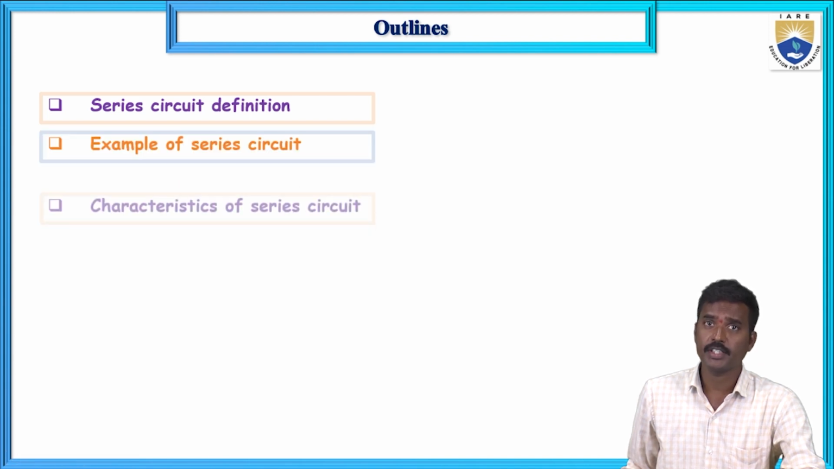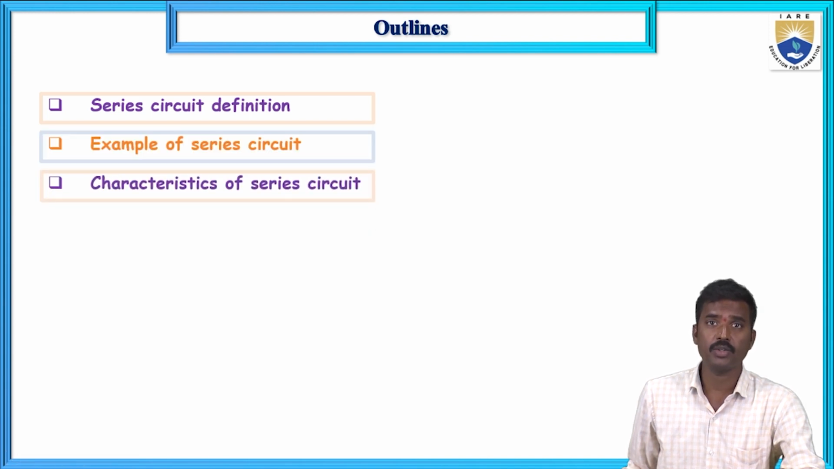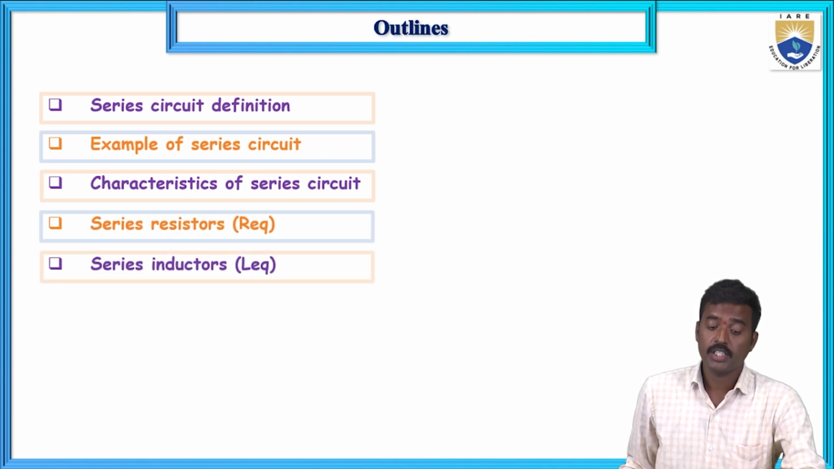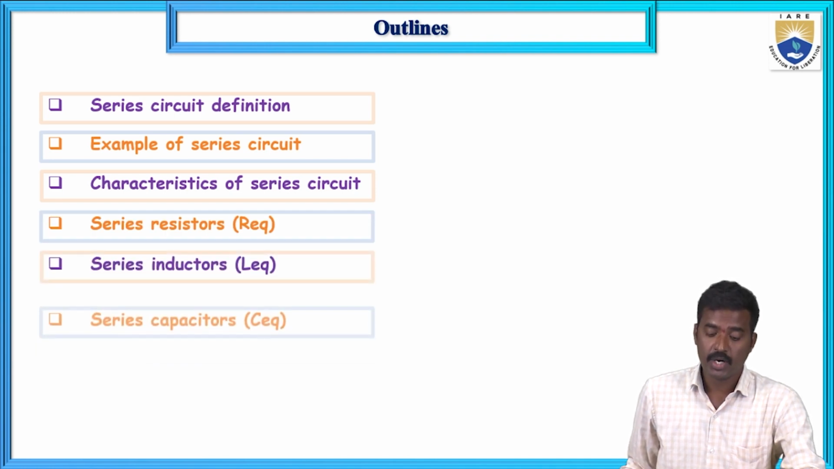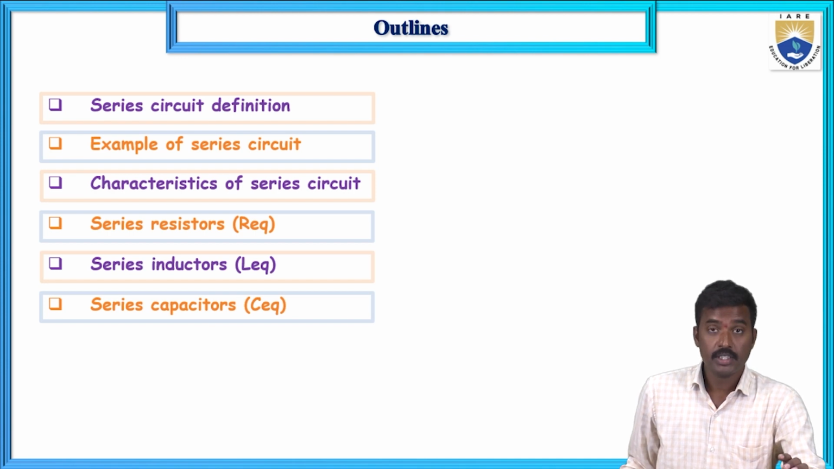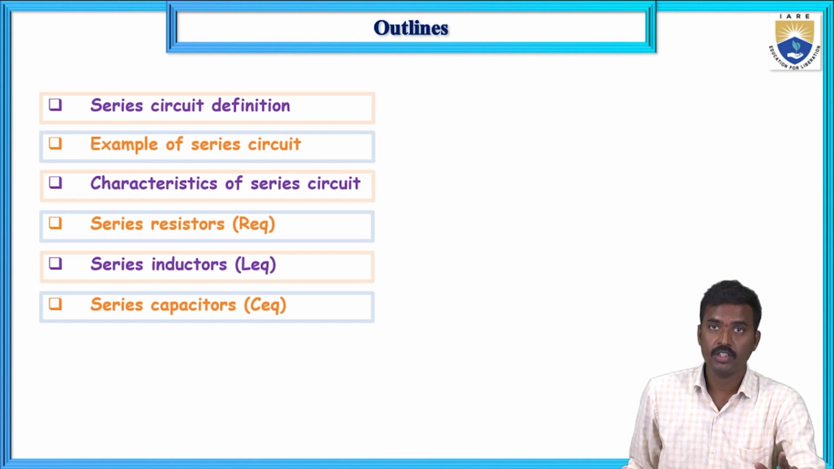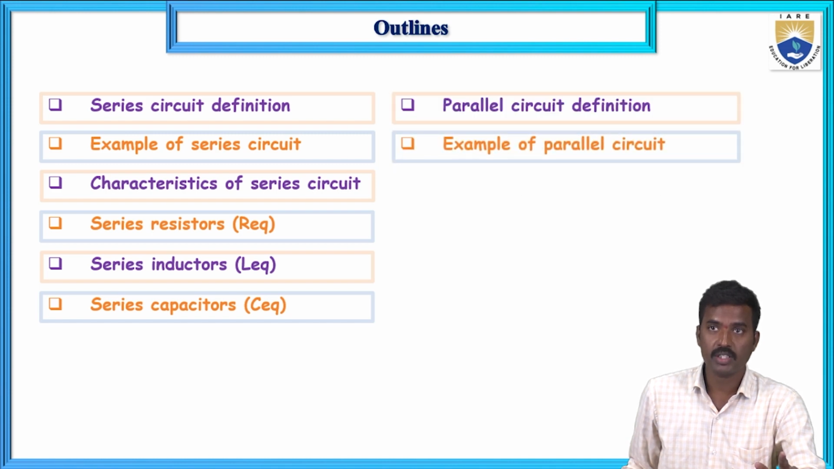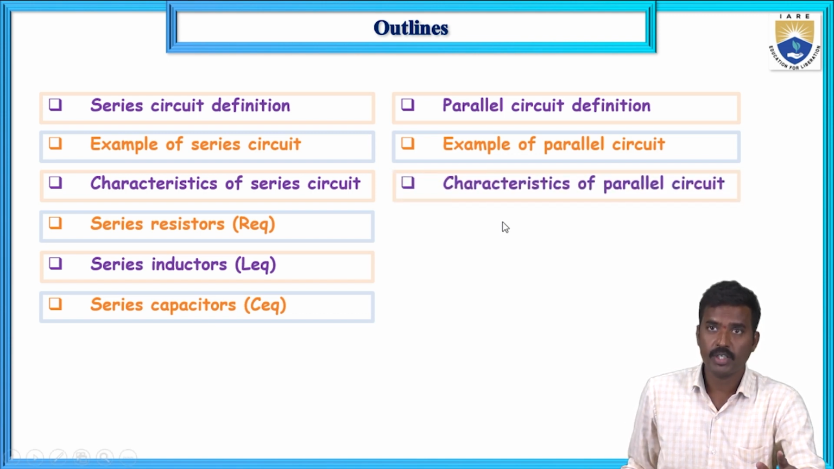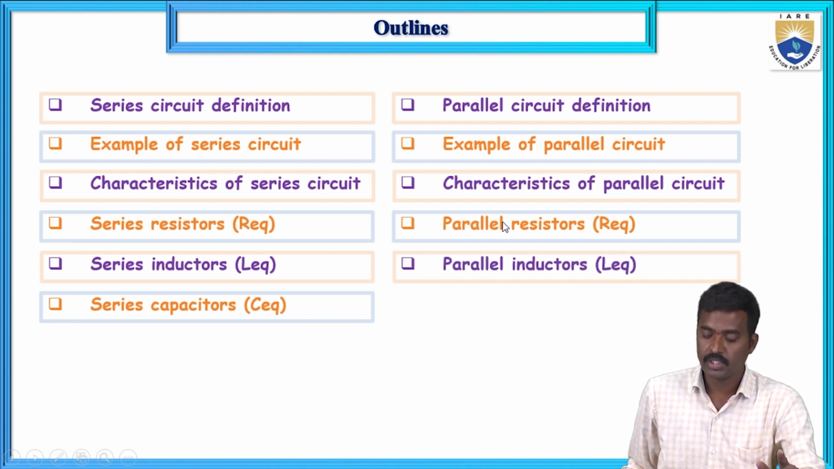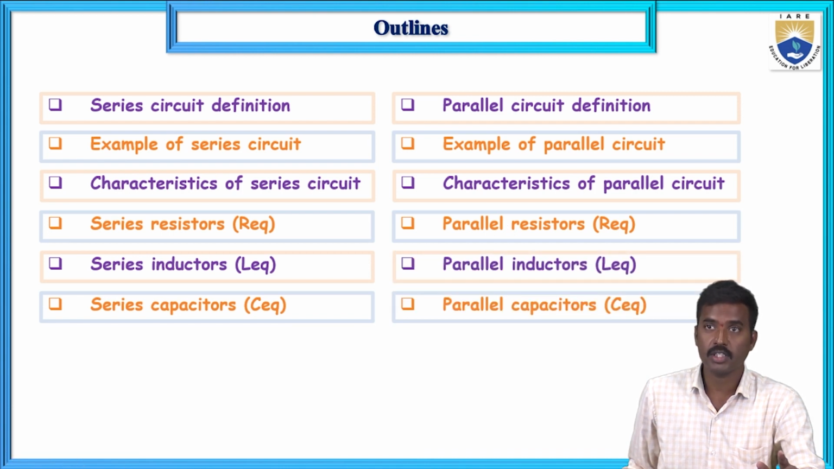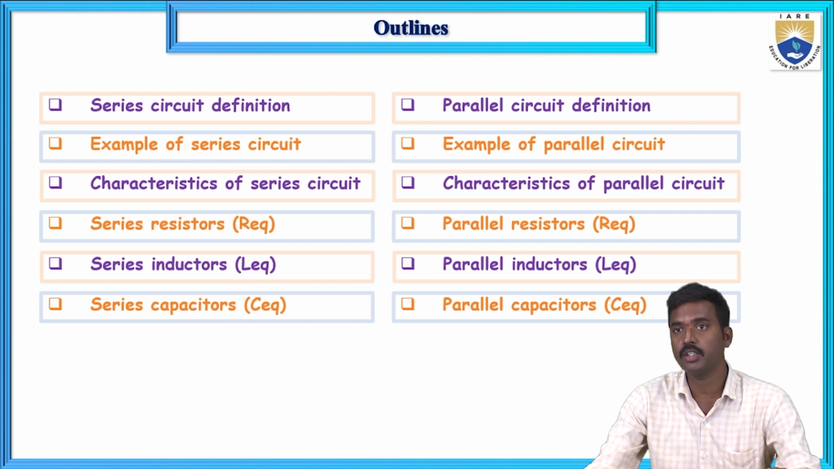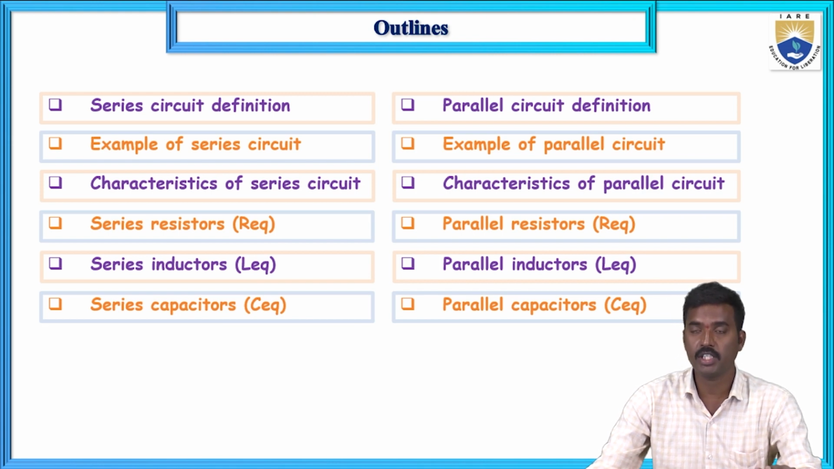Next, series circuit examples. Next, characteristics of series circuit. Next, series resistors, series inductors, series capacitors. In that, R equivalent derivation, L equivalent derivation, C equivalent derivation. Next, parallel circuit definition, parallel circuit examples, parallel circuit characteristics. That means properties. Next, parallel circuit resistors, inductors and capacitors. In that, R equivalent derivation, L equivalent derivation and C equivalent derivation.